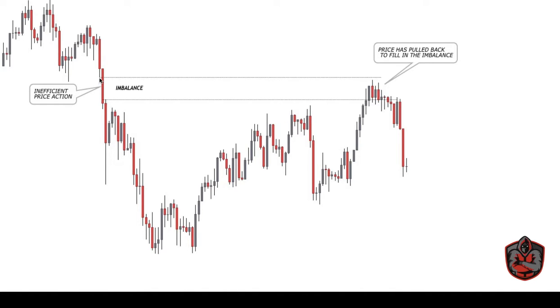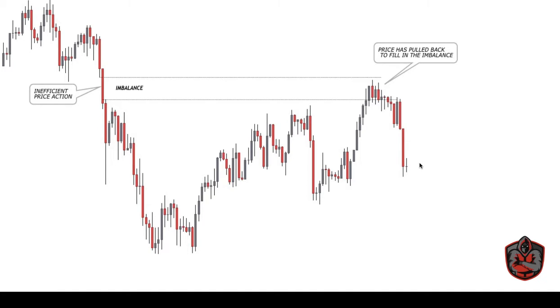Now look at this example. What is this? Inefficiency, right? This is an imbalance. Why? This wick did not meet with this wick. So expect price to pull back to fill in that gap, right? So notice how price pulls back, fills in this gap before it continues over, right?